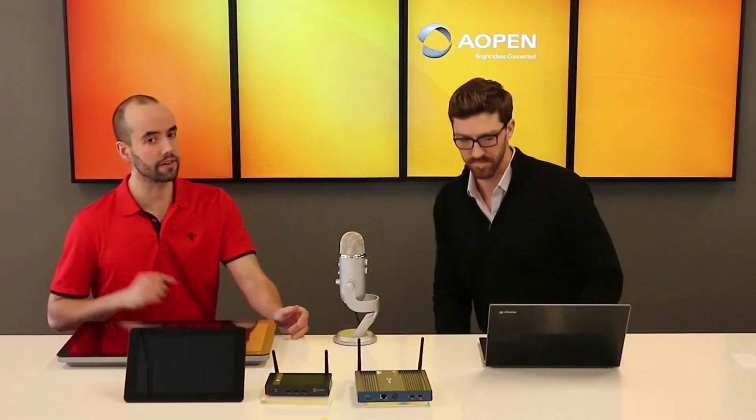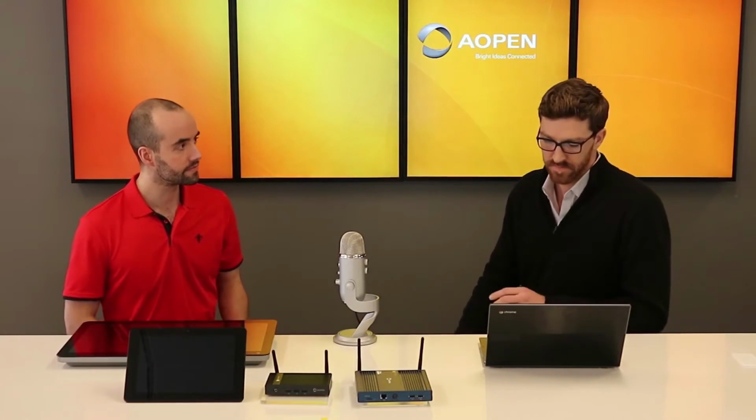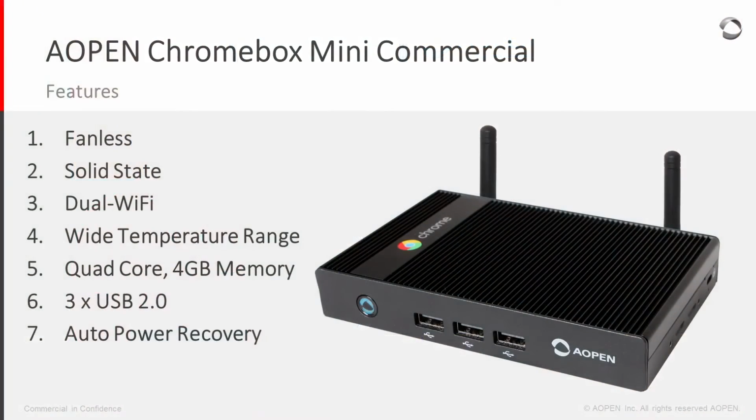Can you explain why AOPEN went the Mini for 2017? Right. So as I mentioned, the first 2 devices we released were pretty general, right, in terms of power and cost and things like that. So we really wanted to specifically design 2 new devices for 2 very specific smaller markets, right? So let's start with the Chromebox Mini.